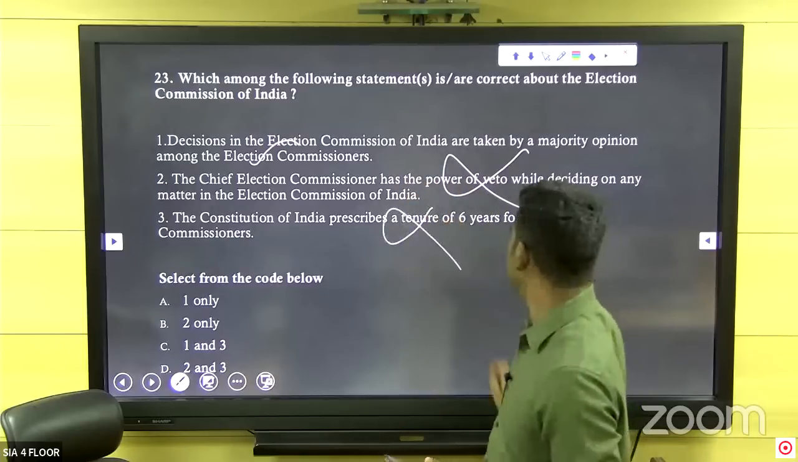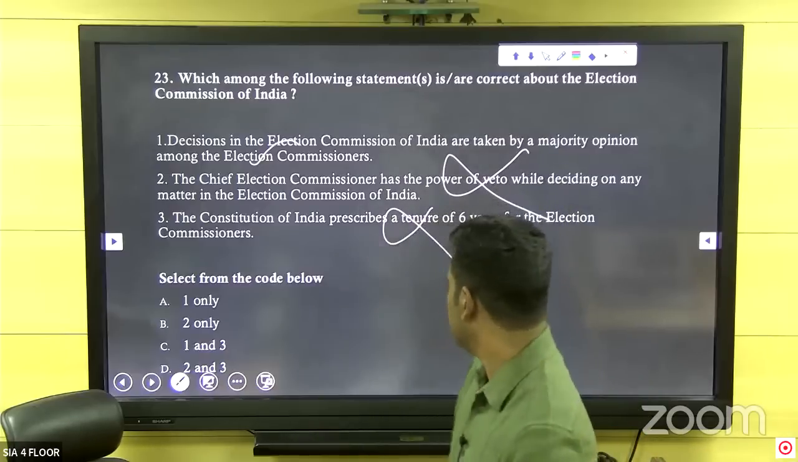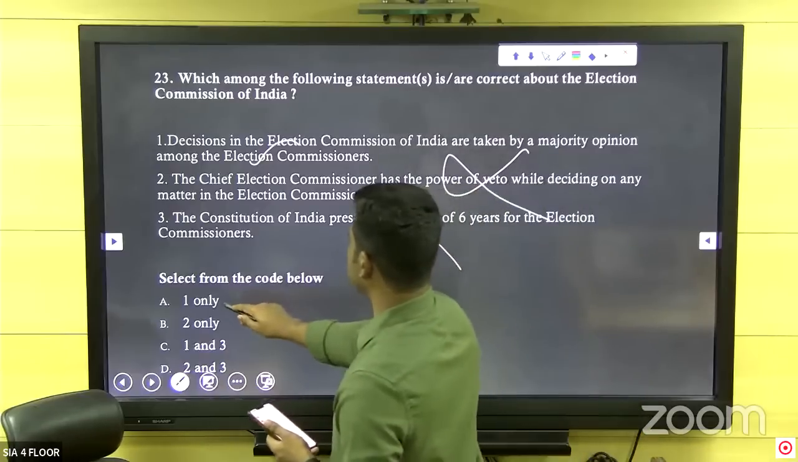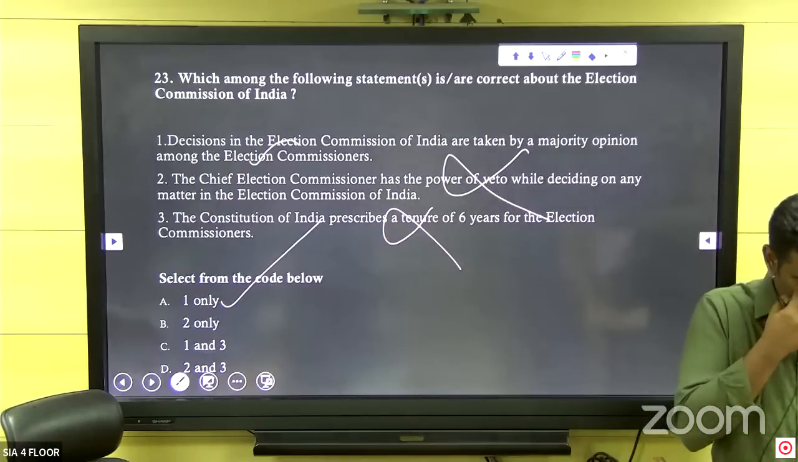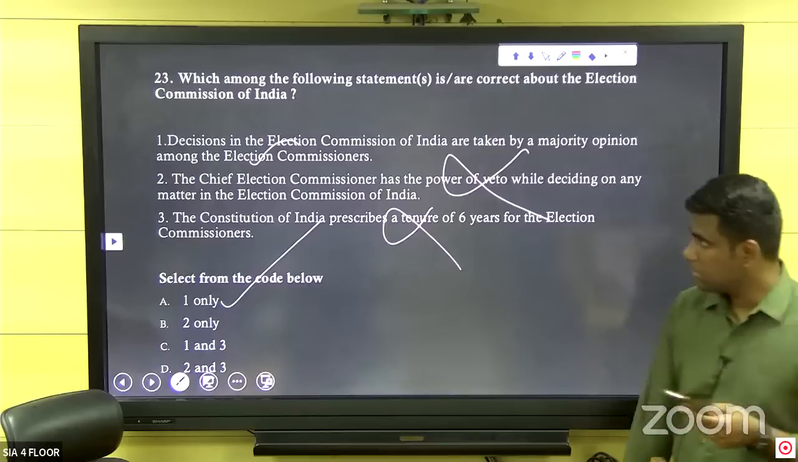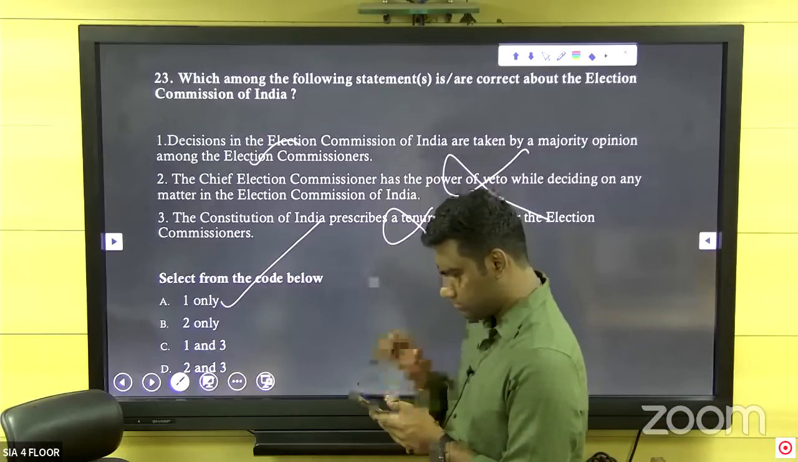The Constitution does not prescribe a tenure. It is only prescribed in the act, not in the Constitution. So the correct answer is one only. A is the correct answer. Fine, we move on to the next question.